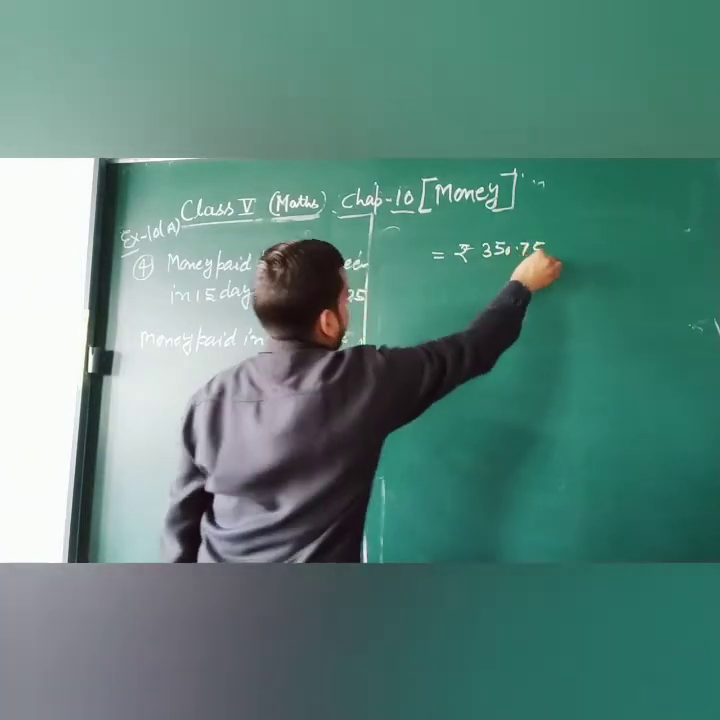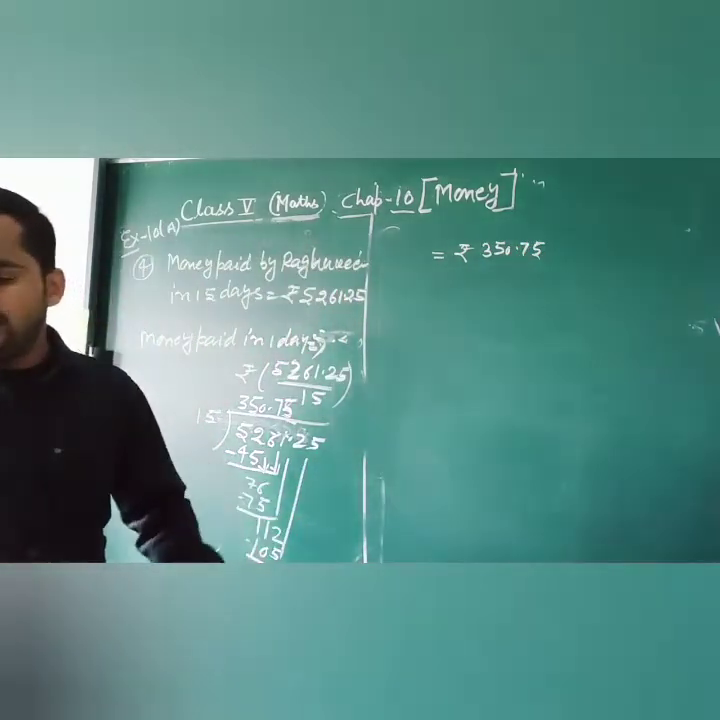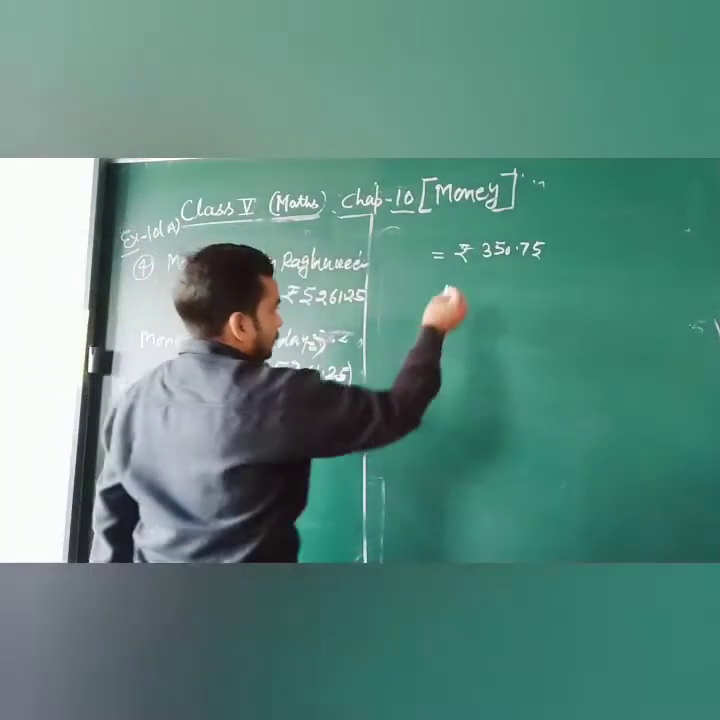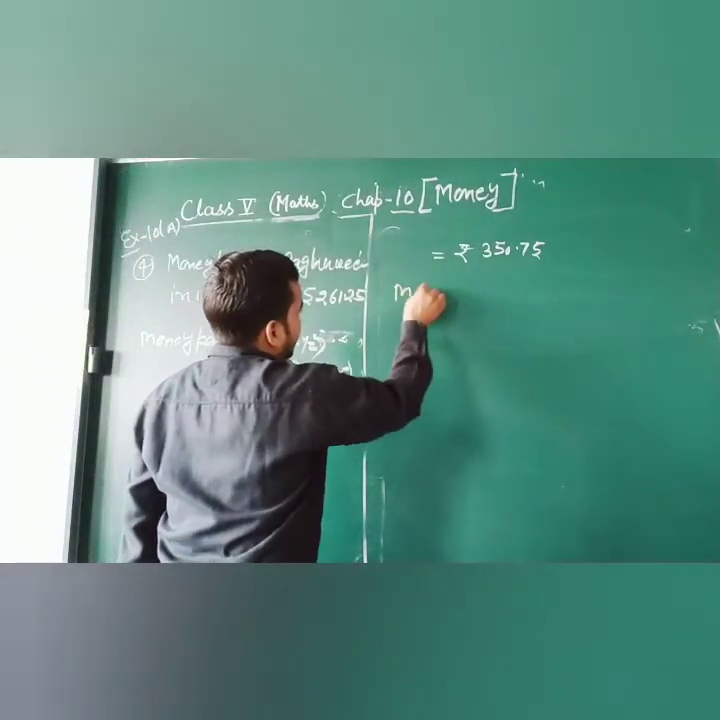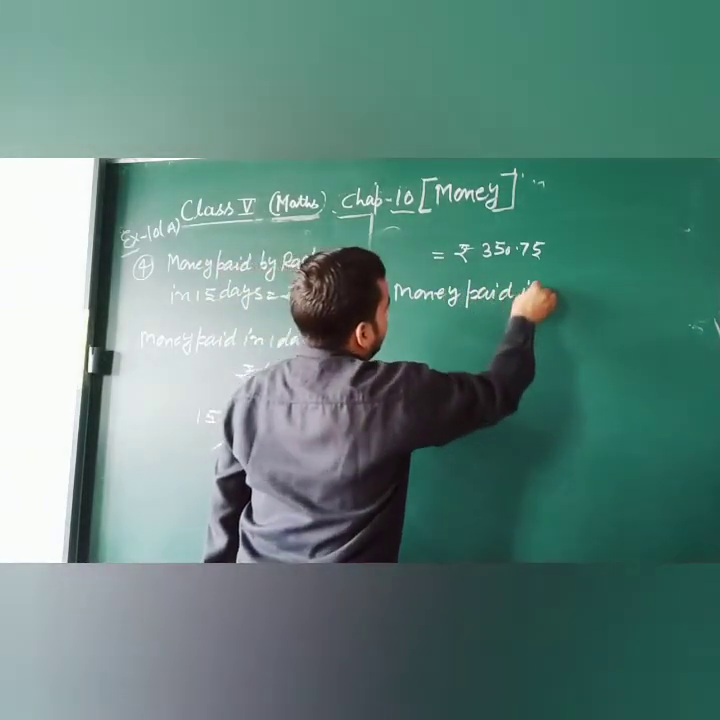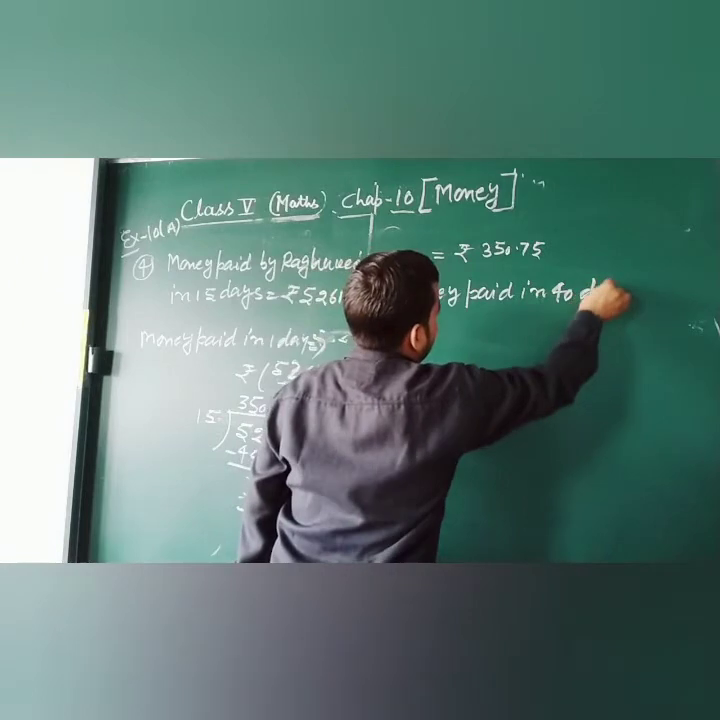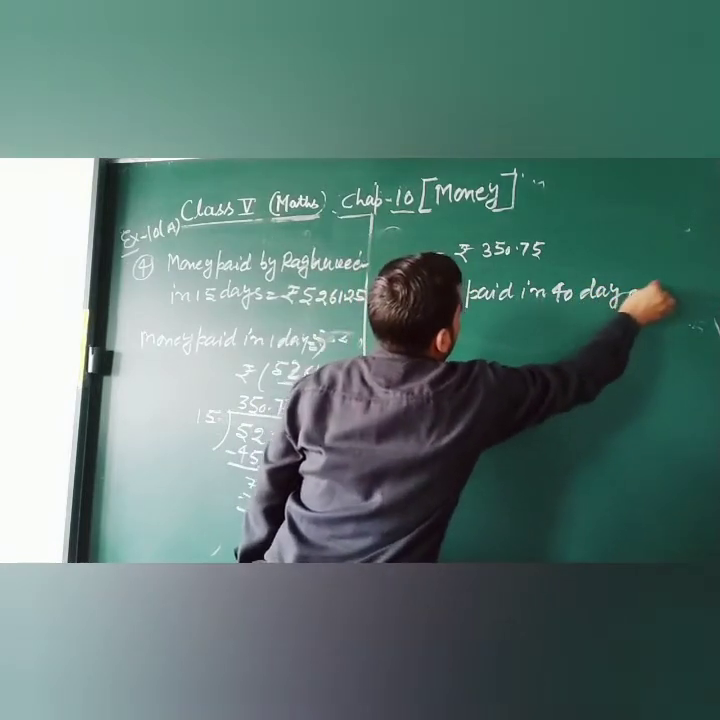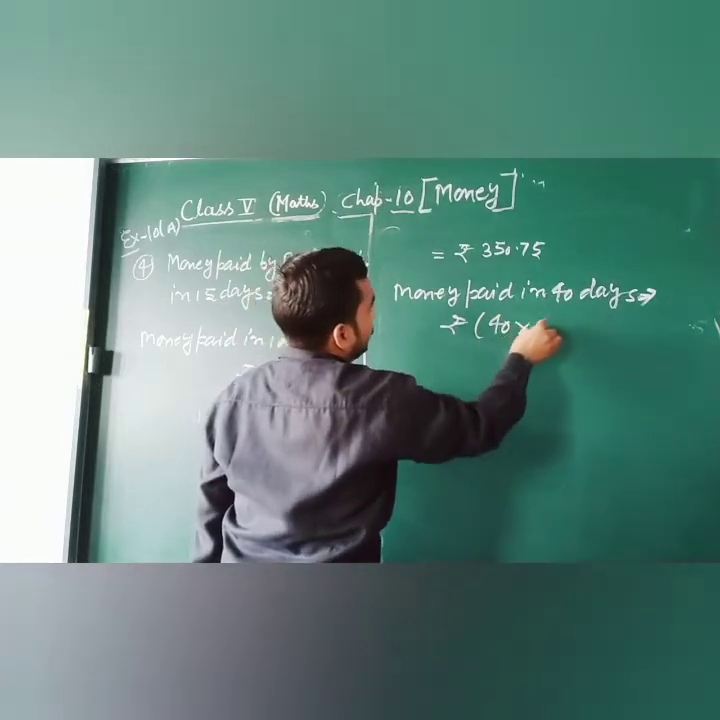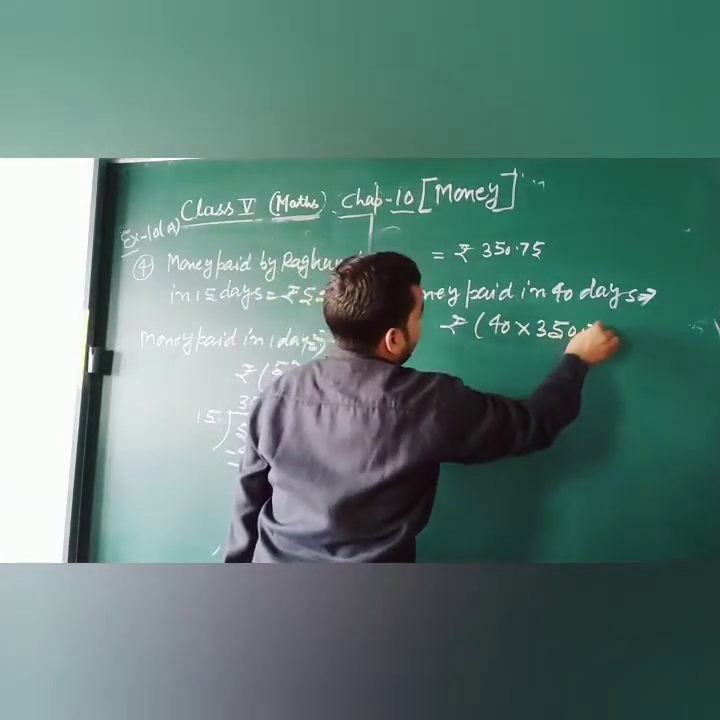350.75. Money paid by Raghuveer in 1 day. You have to find out in 40 days. So money paid in 40 days equal, we have to multiply by 40. 40 into 350.75.